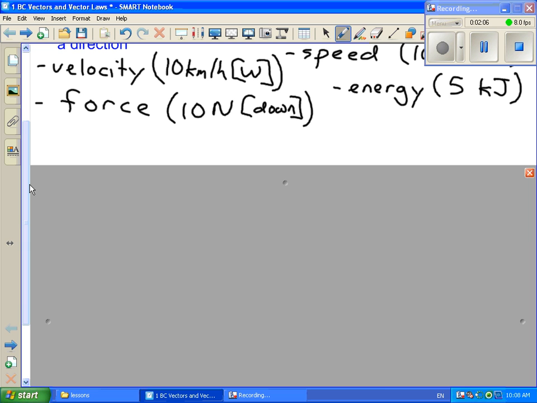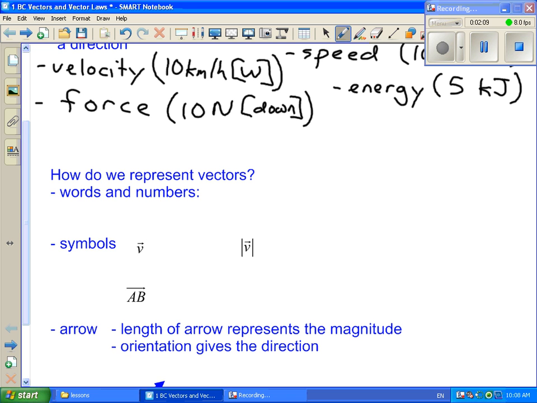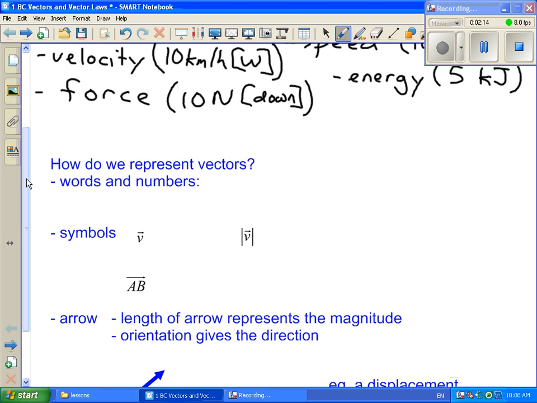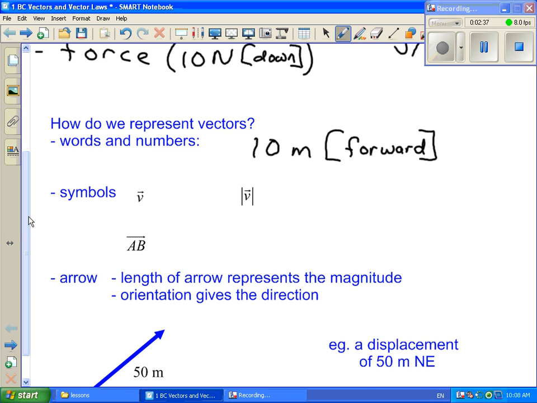So what do vectors look like when we're representing them? There's a bunch of different ways that we're going to use to represent vectors. One of them is what we've just done, with words and numbers, something like 10 meters forward. Once I add that direction, that becomes a vector quantity. We also have a bunch of symbols. If we see a V with a little arrow over the top, that indicates that it is a vector quantity.